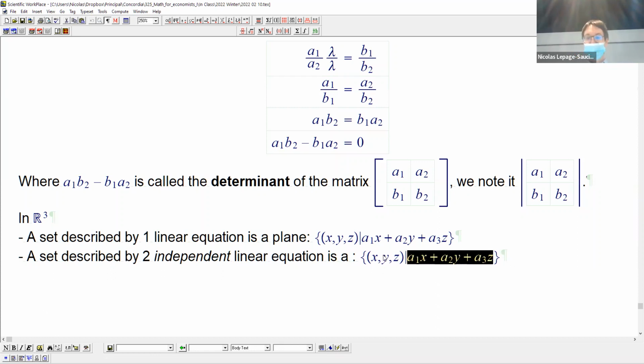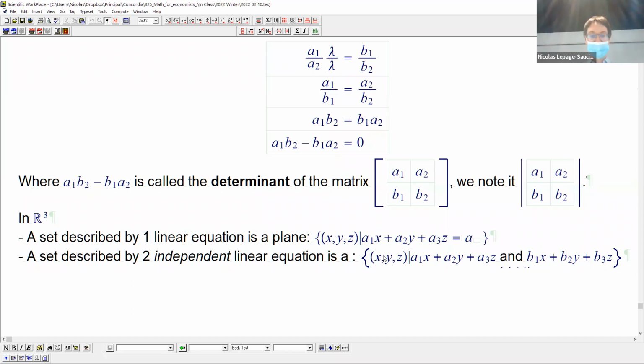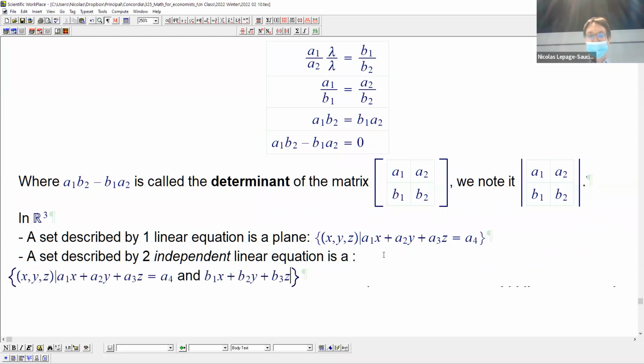So that would be, for instance, P1, 3. Oh, yeah, that's equal to A4, sorry. Yeah, otherwise it doesn't mean anything. So A4 and B4.